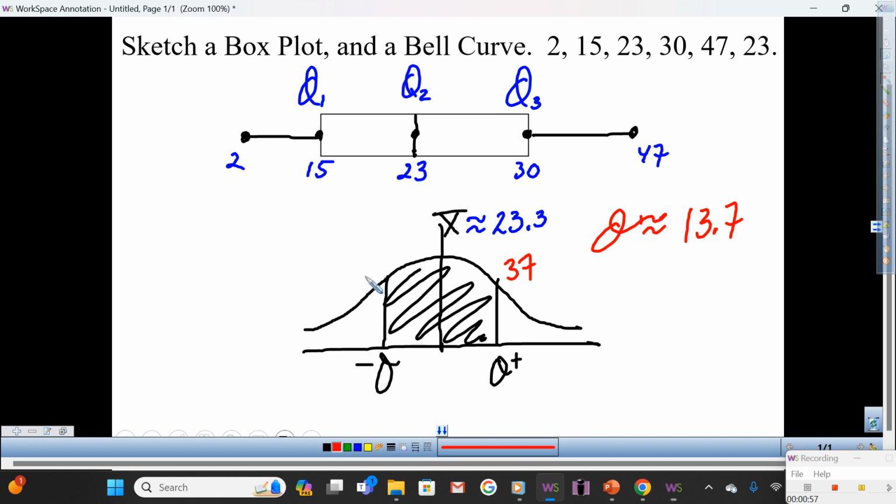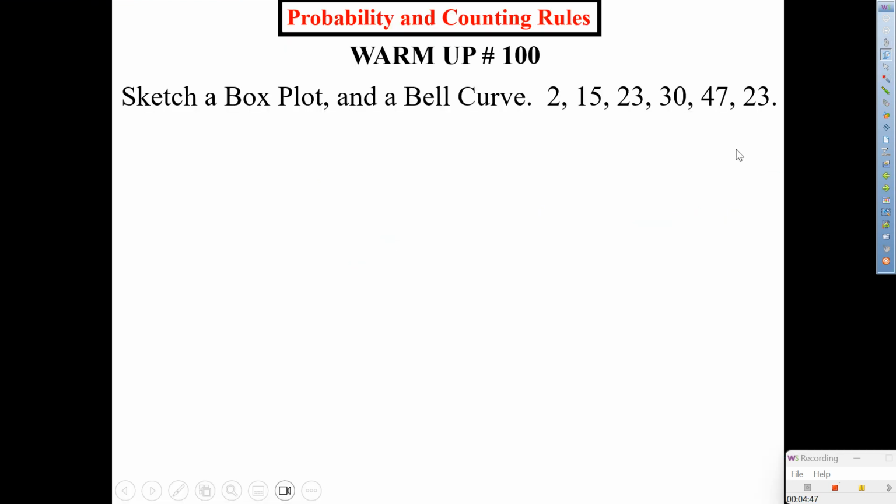And the other one is 9.3. Is that correct? 9.6? What's 23.3 minus 13.7? 9.6? What is it? 9.3? I was right. Let's go. 9.3. All right, and that's our normal range. All right, thank you. Thank you, Lenny.